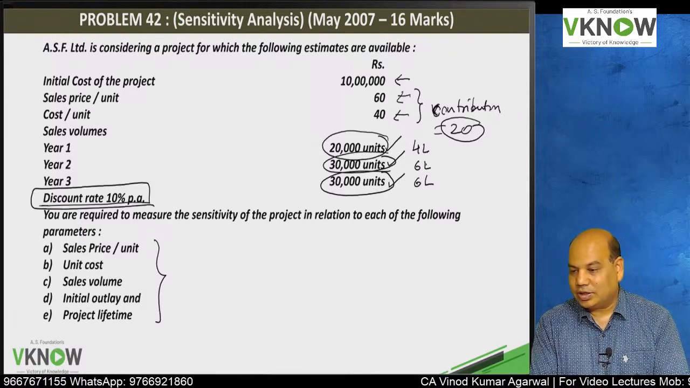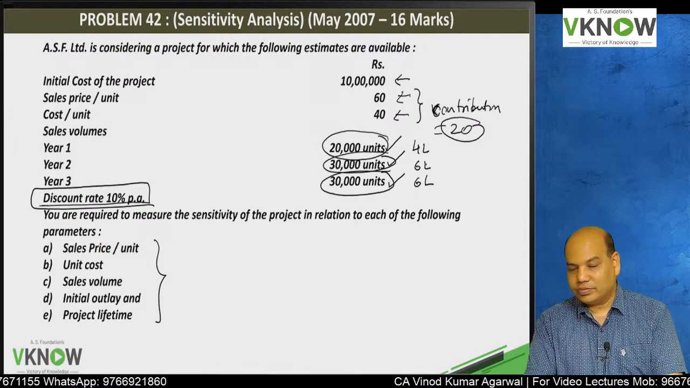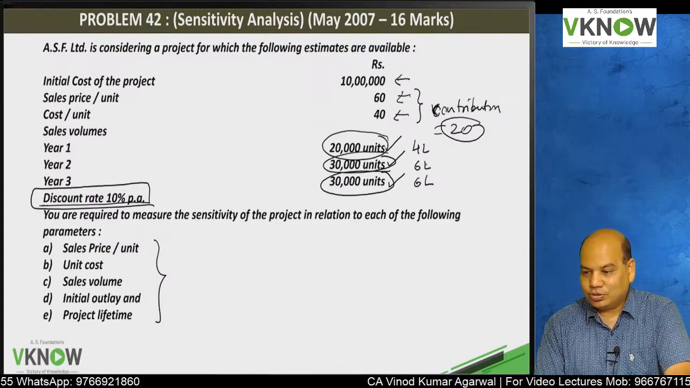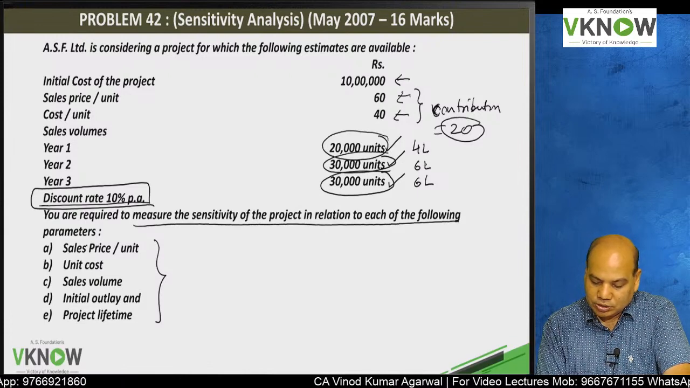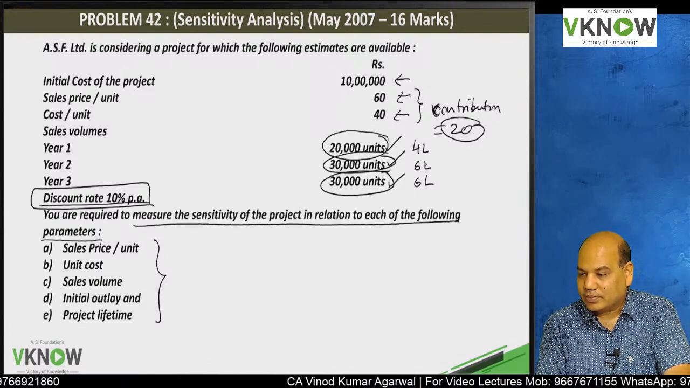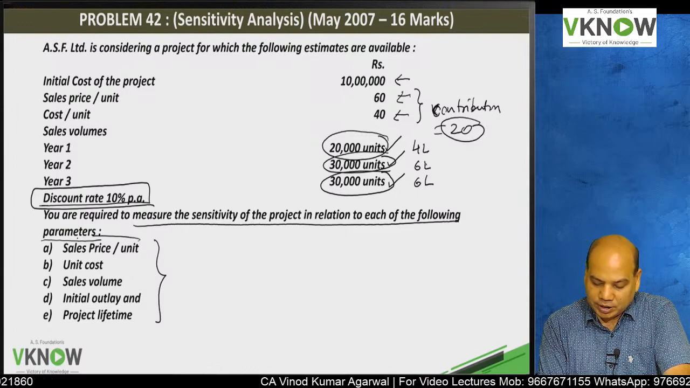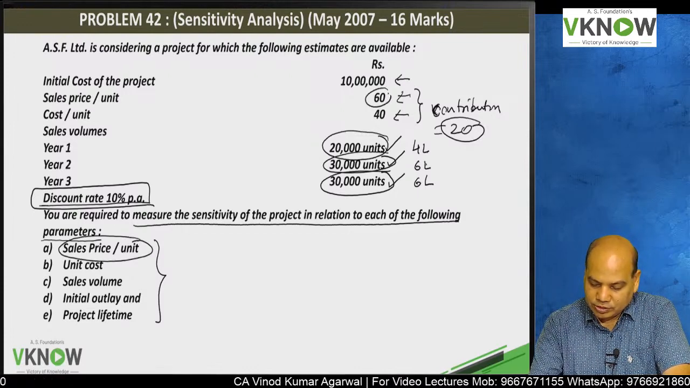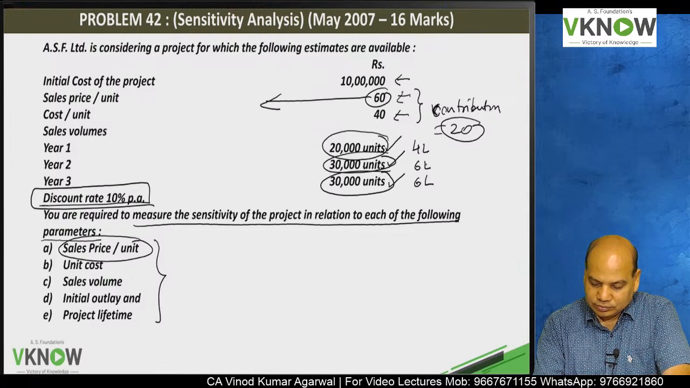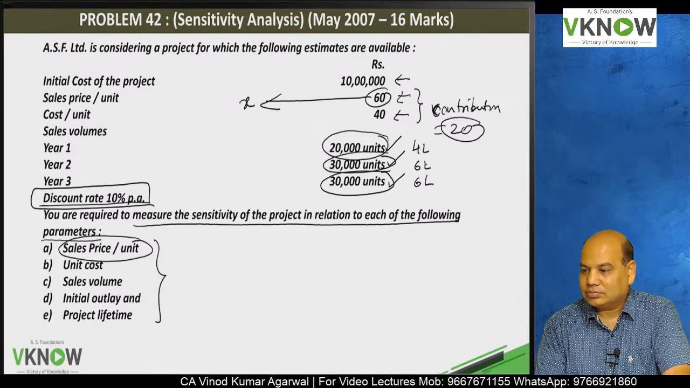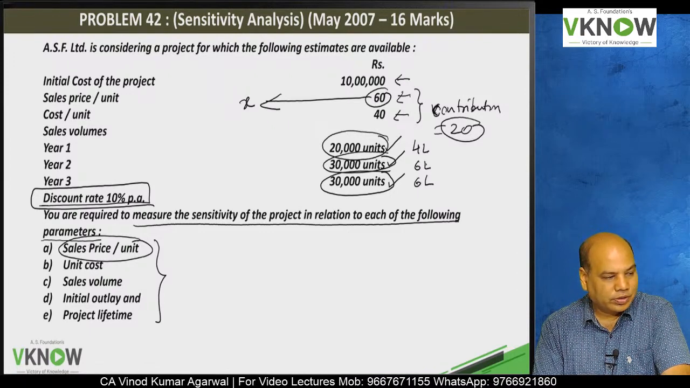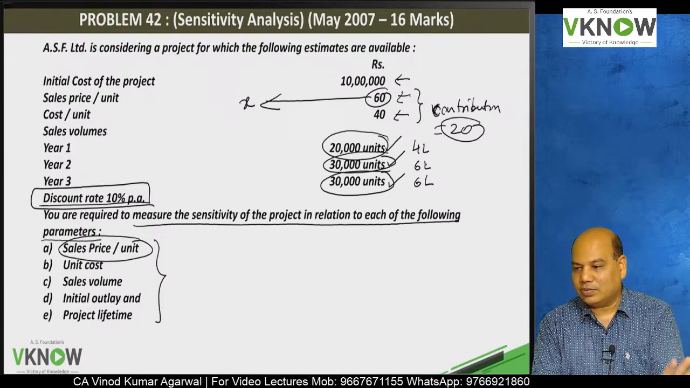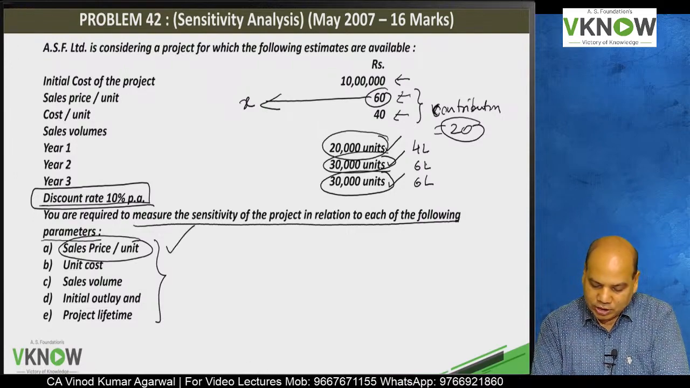Discount rate is 10% per annum. Right. What more do you want? You are required to measure the sensitivity of the project in relation to following parameters. First is selling price per unit. This is 60 right now. You make it X and find the value of X at which NPV will be 0, and you will get the first answer.